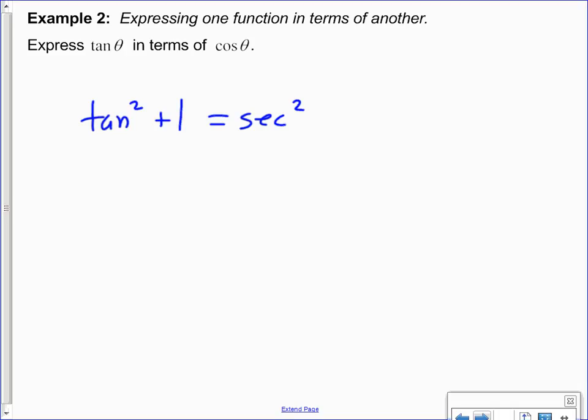Okay, so here we go. Since I want to express tangent, I need to find a formula for tangent that just has cosine. Got to solve for tangent. How do you get the tangent by itself? Subtract 1. Very good. So tangent squared is going to be secant squared minus 1.